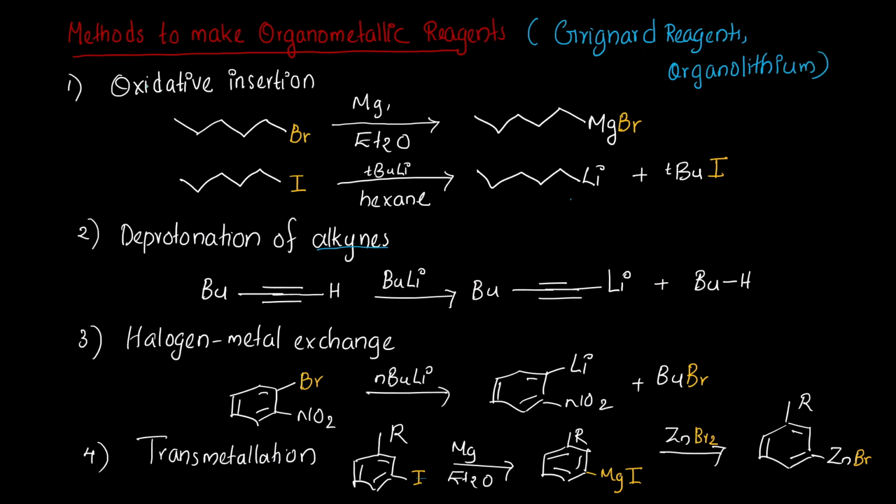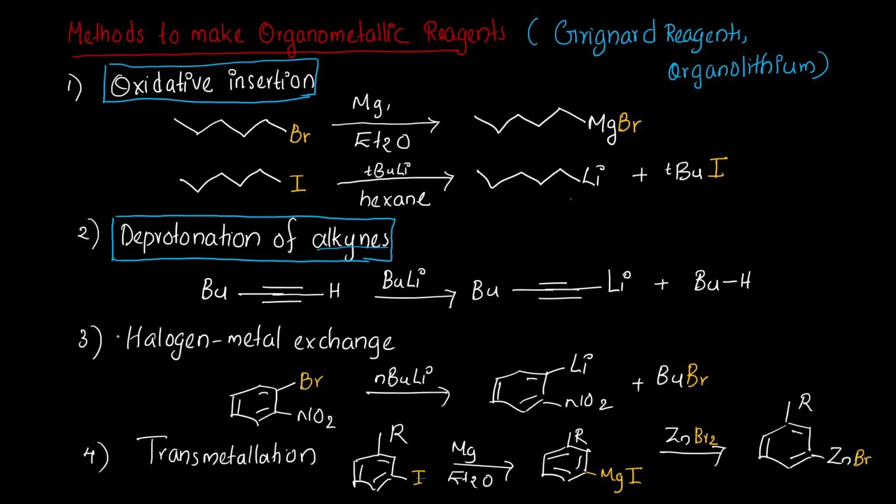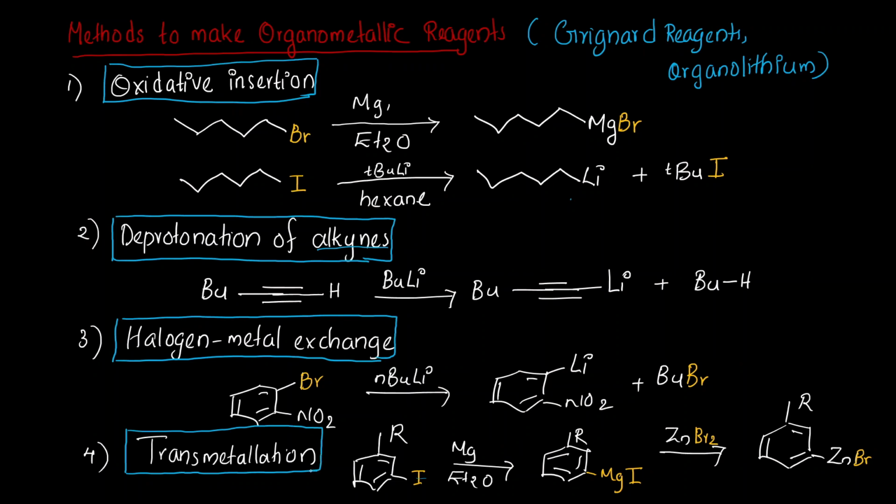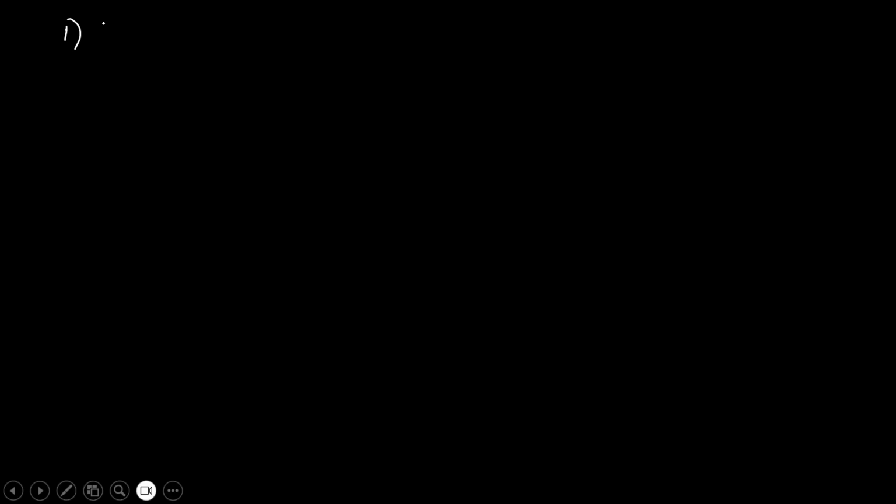So there are four methods. The first method is the oxidative insertion approach to synthesize the organolithium and organomagnesium compounds. The second method is from alkynes. The deprotonation of alkanes can give us the organolithium compounds. The third method is the halogen metal exchange method for the synthesis of organolithiums. And the last method is the transmetallation approach. So these four methods can be used to synthesize organometallic reagents. We will discuss each of these methods in detail.